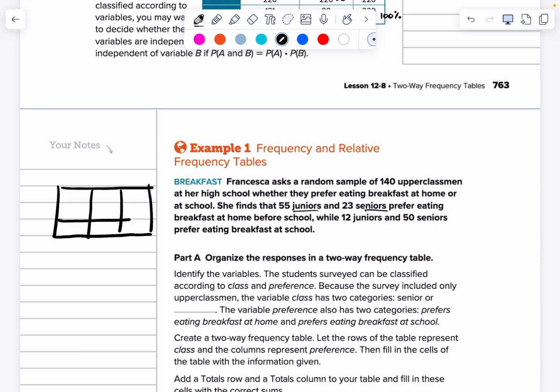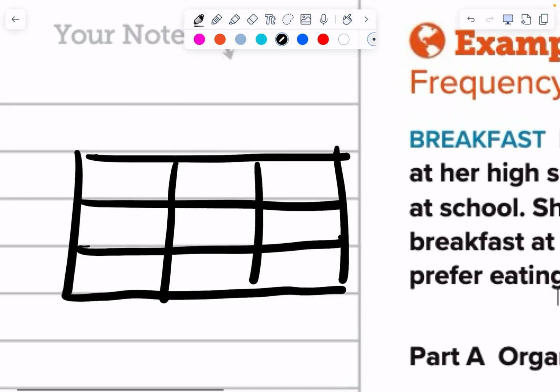Put your table here. Put your table over here. Need a table. I don't care. We're not going to use our table.